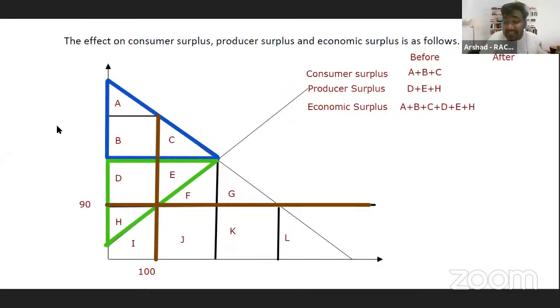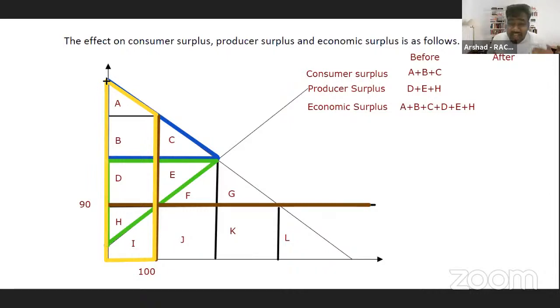Consumer pays only 90. What is the logic behind consumer surplus? The logic behind consumer surplus is the difference between what the consumer is willing to pay and what he actually pays. So to buy 1,000 units, guys, if you connect this to the demand curve, he is willing to pay this much. Okay, I'll use another color. Yellow. He's willing to pay this much. To buy the 1,000 units, he's willing to pay this much money.